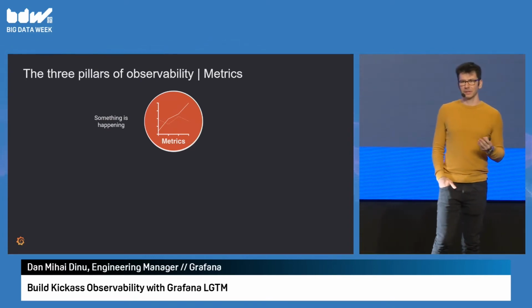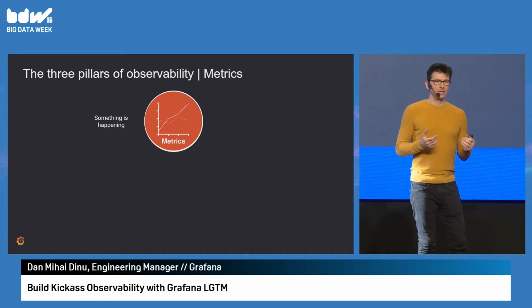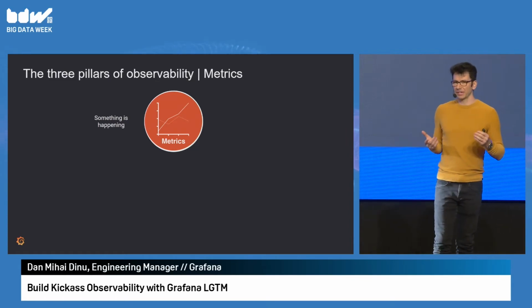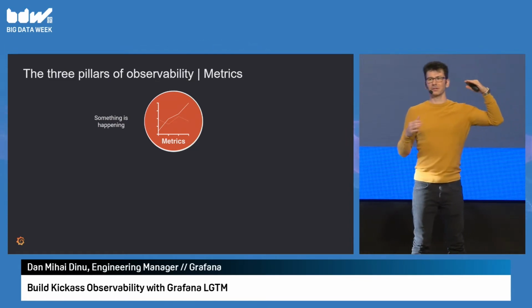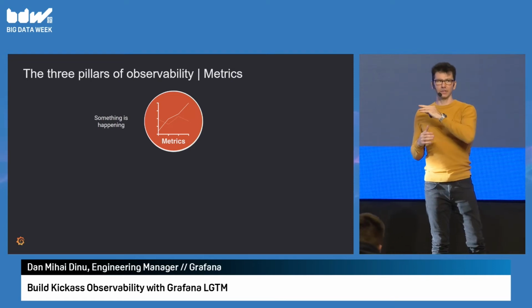What are metrics? Metrics offer you an aggregated view of your system. So you can see that something is happening. The latency example from before, right? You have an aggregated view of your latency. Something is happening at some point in time.